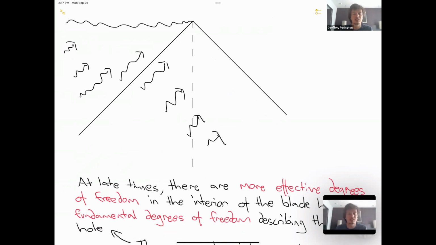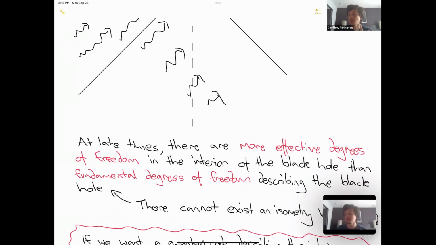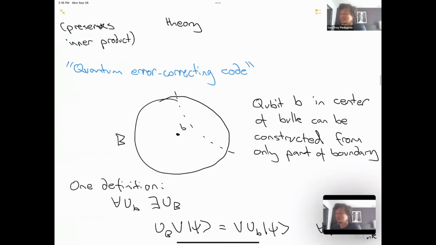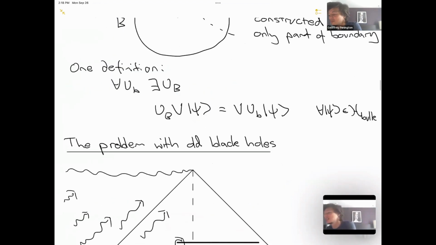Eventually, you get to the point where there are just more low energy effective degrees of freedom in the interior of the black hole than there are fundamental degrees of freedom that describe the black hole, if we believe in the so-called central dogma that the number of degrees of freedom describing the black hole is given by the Bekenstein-Hawking entropy. The trouble with having more effective degrees of freedom than fundamental degrees of freedom is that this old story from AdS/CFT, where you have an isometric map from the effective theory to the fundamental microscopic theory, whatever that might be, just can't be the case.